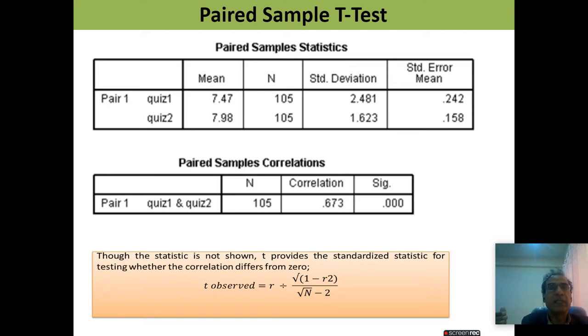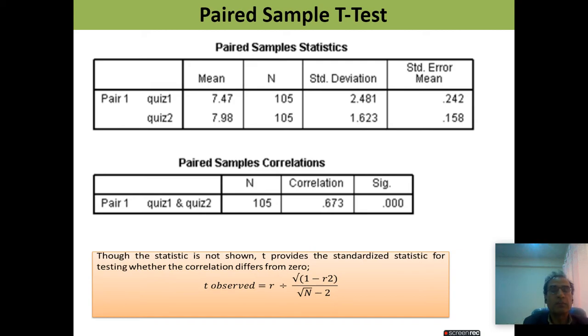In the paired sample t-test, we have two quizzes, quiz one and quiz two. First of all, we see the means of quiz one and quiz two, then the number of participants, standard deviation, and standard error. So we can also find the paired sample correlation between pair 1 and pair 2.